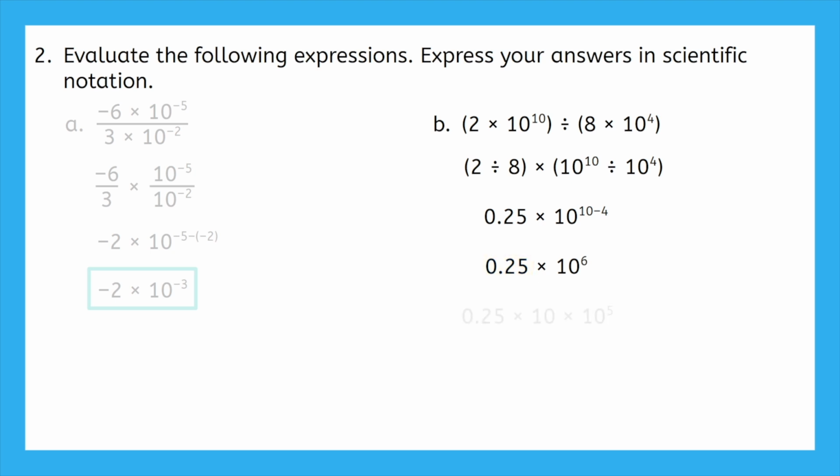We'll move a 10 to the coefficient, decreasing the exponent by 1 to get 10 to the 5th. 0.25 times 10 is 2.5. That gives us a final answer of 2.5 times 10 to the 5th.